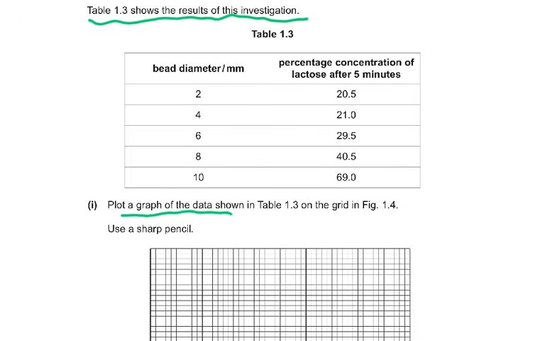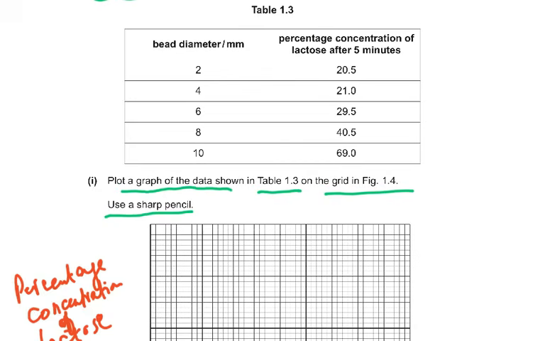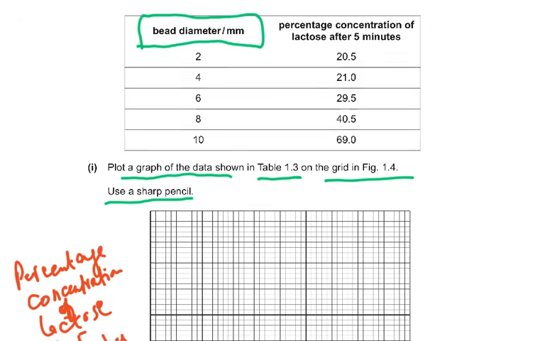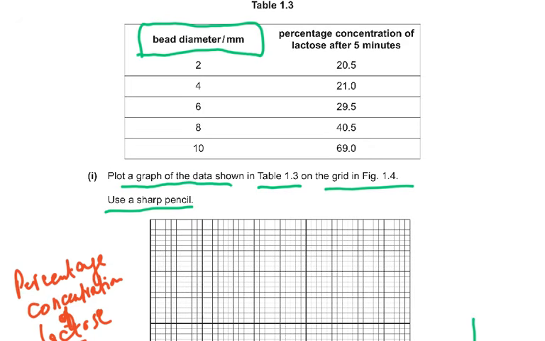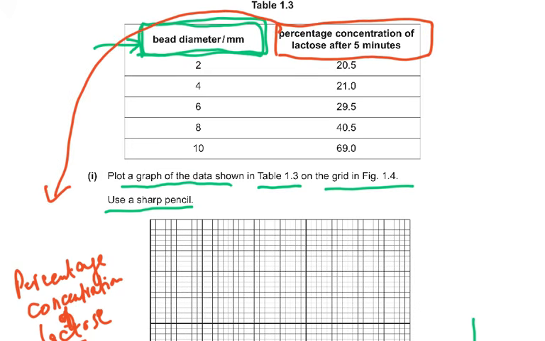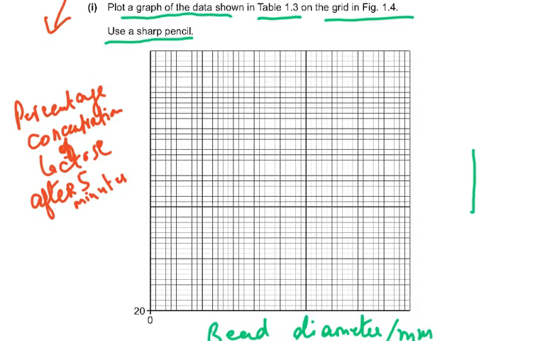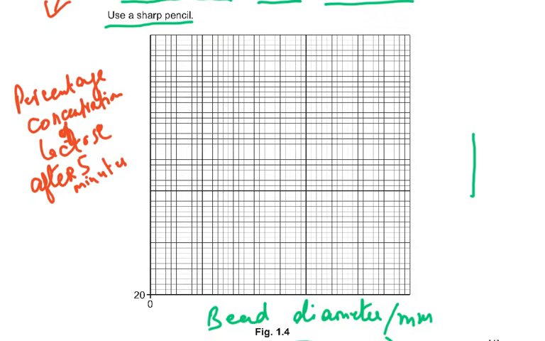Now plot a graph of the data on the grid in figure 1.4, and use a sharp pencil. The important thing is that this is the first column. This is always the independent variable, so it always goes on the x-axis. That's always the rule: the first column is the independent variable. Whatever this is, you have to write this whole thing on the x-axis. This other one is going to go on the y-axis. So you can see here I put it on the y-axis, and I have put this on the x-axis here.